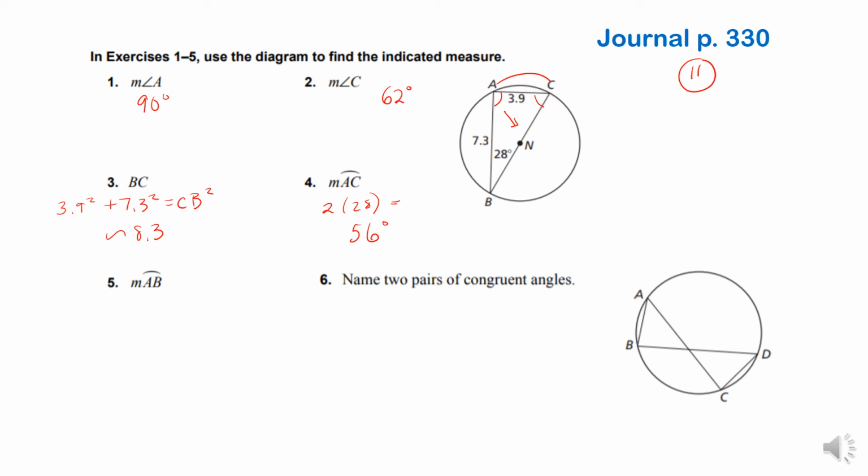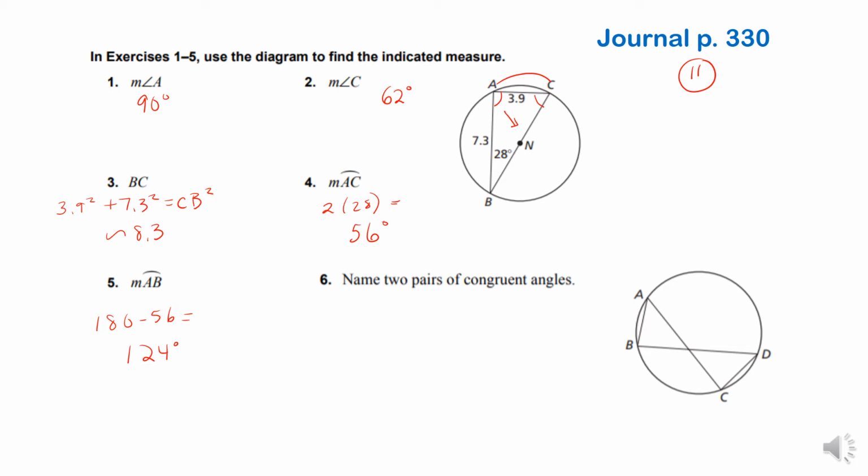Then we have arc AB. Remember that BC is a diameter, so we're going to go 180 minus 56, and that equals 124 degrees. So they want you to name two pairs of congruent angles here.